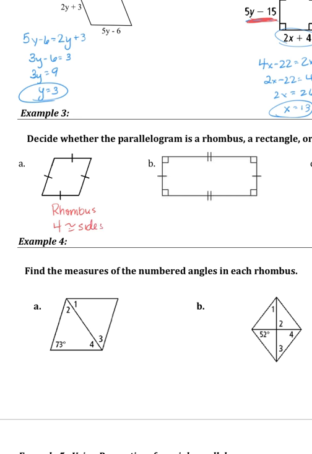Looking at the next one, I see it's got 4 right angles. That is definitely not a square, so this is a rectangle. And the reason is it's got 4 right angles.